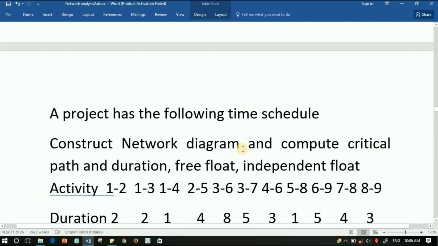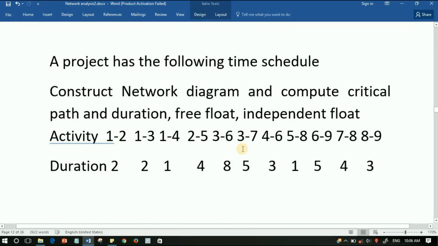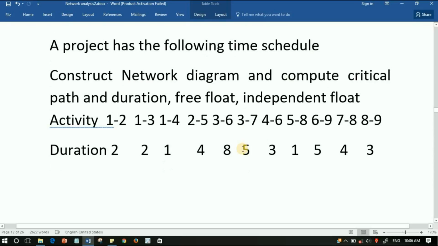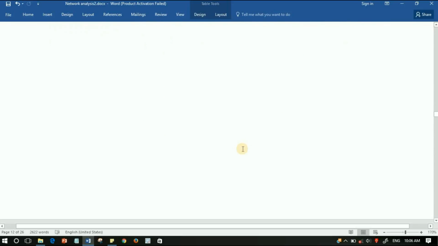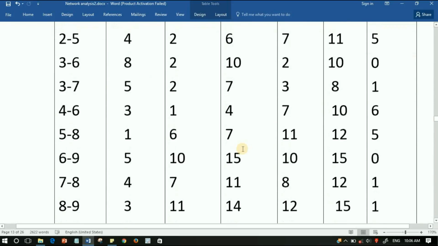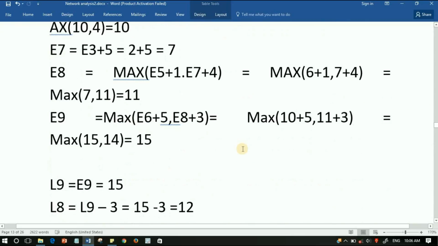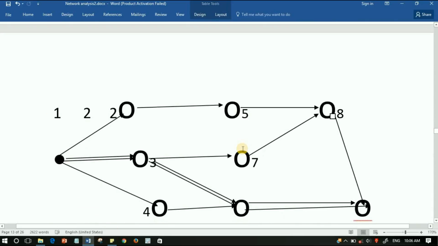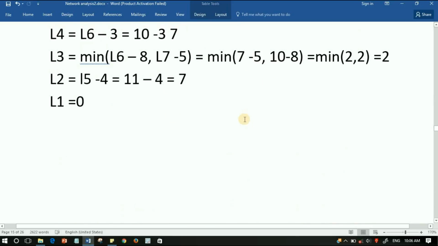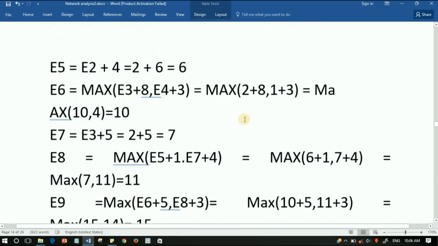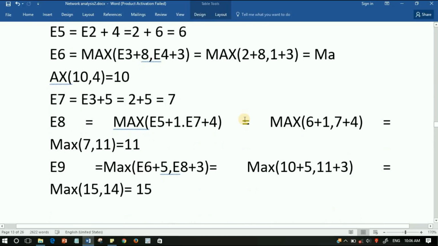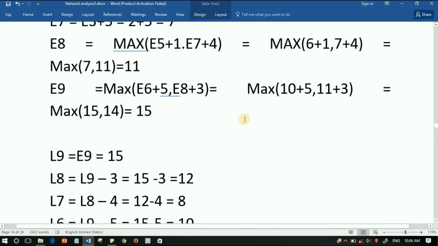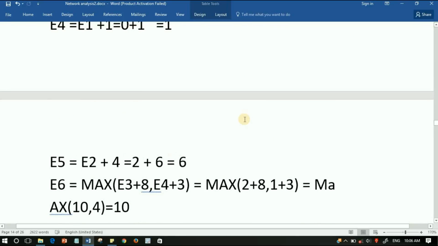In the second example, we construct a network diagram and compute the critical path and duration, free float and independent float. Activities and durations are given. As before, you have to draw the network first. You can see the network 1 to 2, 1 to 3, etc. And you also have to find E1, E2, etc. up to E9, and L1, L2, L3, etc. up to L9.